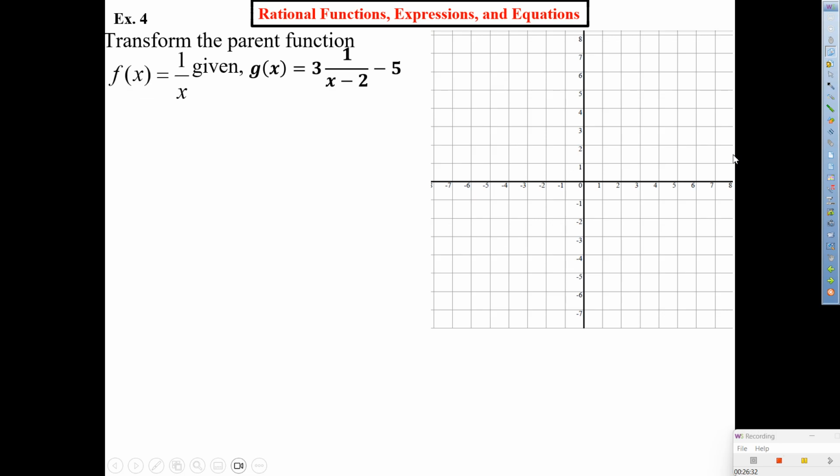Copy this one, example number 4. It reads once again: transform the parent function f of x equals 1 over x, given g of x equals 3 times 1 over x minus 2 minus 5. This one also has a little slider at the end. Let's see if you catch it. Once again, get a new coordinate plane going from -8 to 8. Make it neat. I'll give you guys some time. Go. All right, here we go.